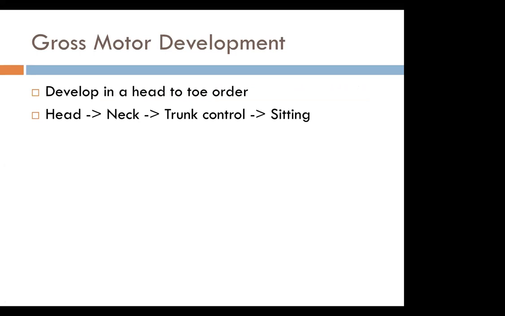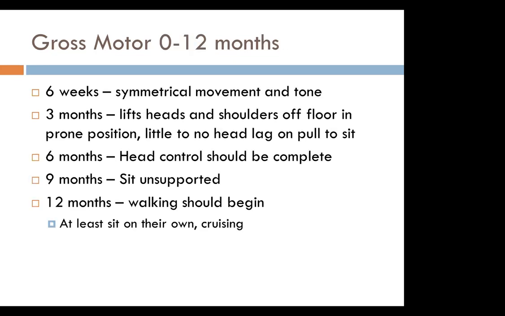So gross motor development, it develops in head to toe order. So basically, it makes sense, right? When you're learning to walk, first you need to be able to control your head, then your neck, then your trunk, then you sit, then you pull yourself to stand, then you walk, then you run, isn't it? It's a progression. So the main ones are here. So 6 weeks, there's symmetrical movement and tone.